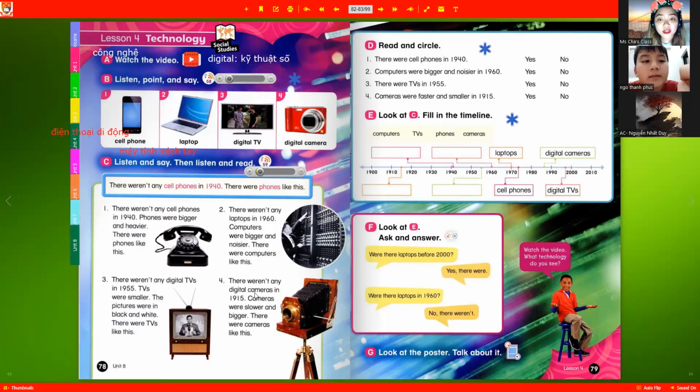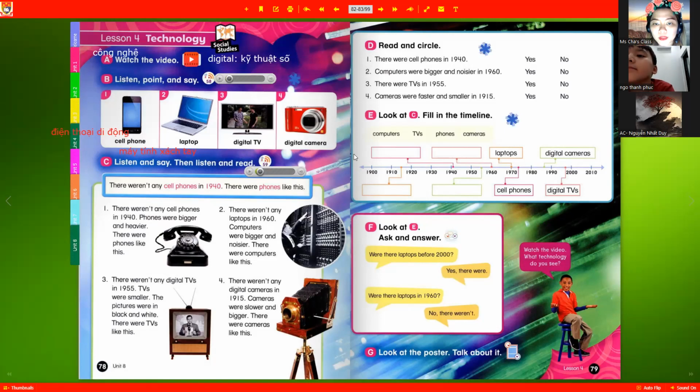Okay, number 4, almost there. You're doing great. There weren't any digital cameras in 1915. Cameras were slower and bigger. There were cameras like this. There weren't any digital cameras in 1915. Cameras were slower and bigger. There were cameras like this.